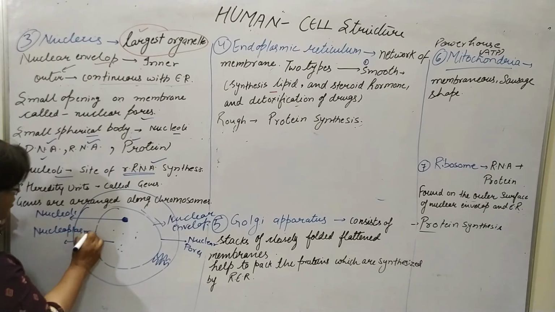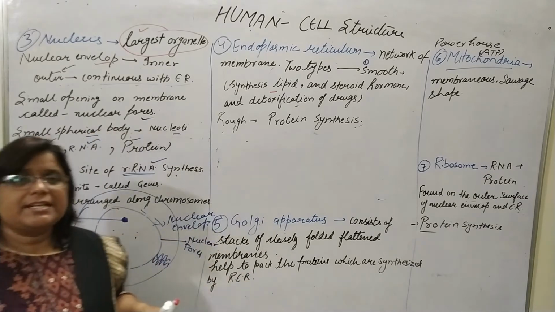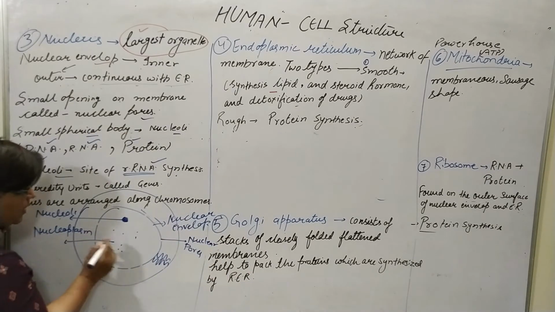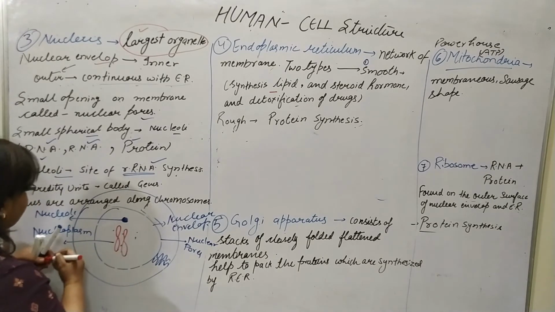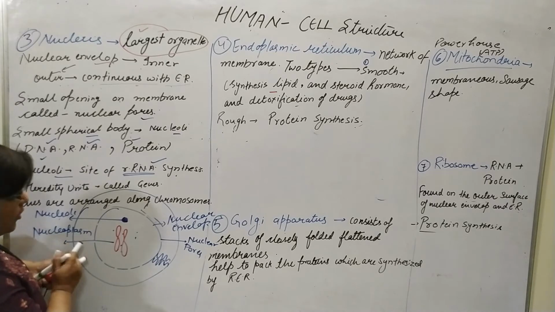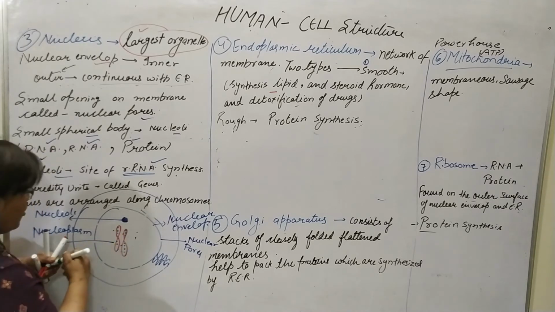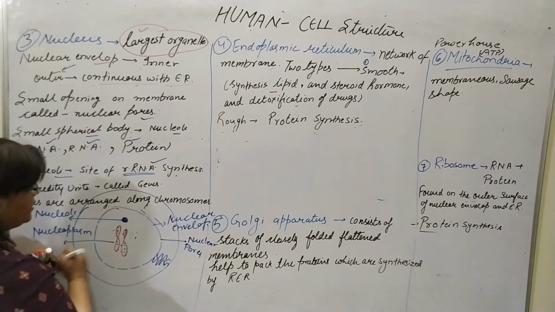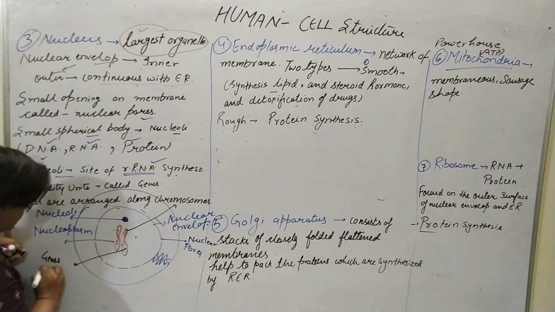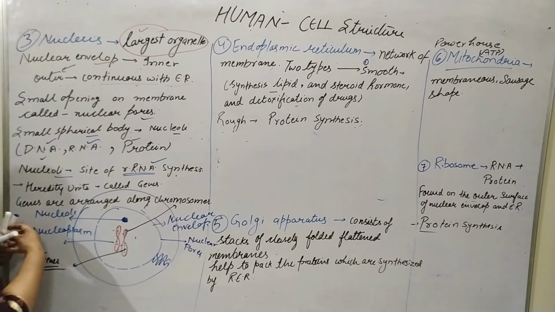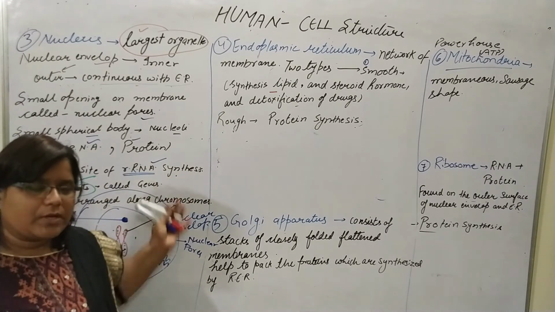As we have already stated, plasma means the liquid part, so the liquid part present inside the nucleus is known as the nucleoplasm. The hereditary unit is the gene, which is arranged along the chromosome. So the chromosome is a well-arranged structure of genes, and genes are the hereditary units. This is the overall nucleus structure.